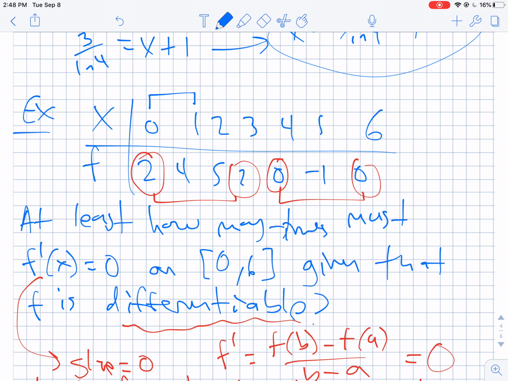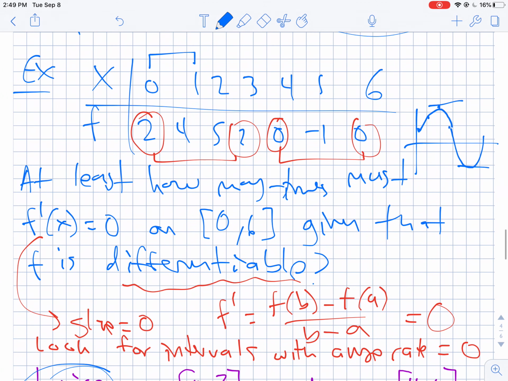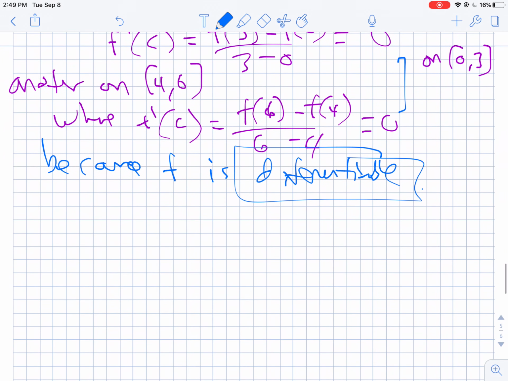You can also see this if you plot the points, right? If you were to plot these points, you say, okay, my function starts at 2, 4, 5, 2. If it goes up and then comes down, there has to be a point in the middle where it has a slope of 0. And then again, it goes down and then back up, so there's got to be another point where it has a slope of 0. Maybe there are more, but there have to be at least 2. So graphing the points can help you build an intuition. But definitely just think about where these intervals are where the value is the same on both sides. So that's how you do that problem.